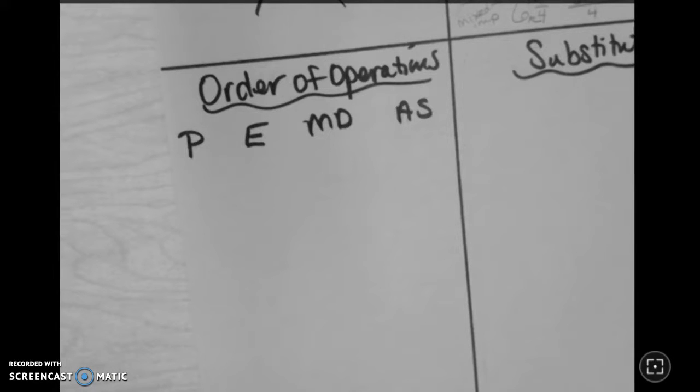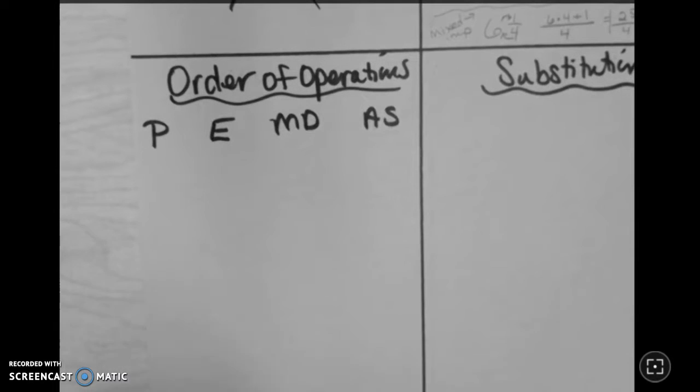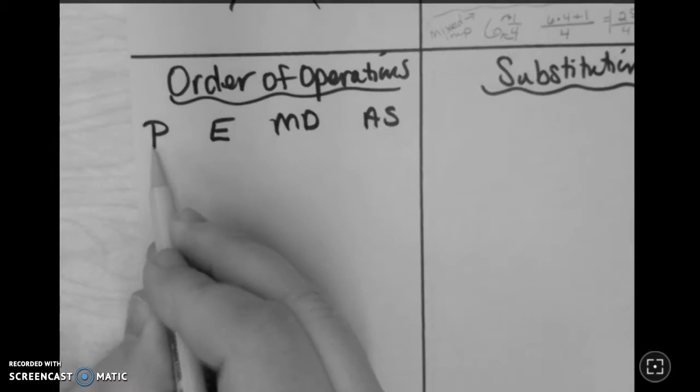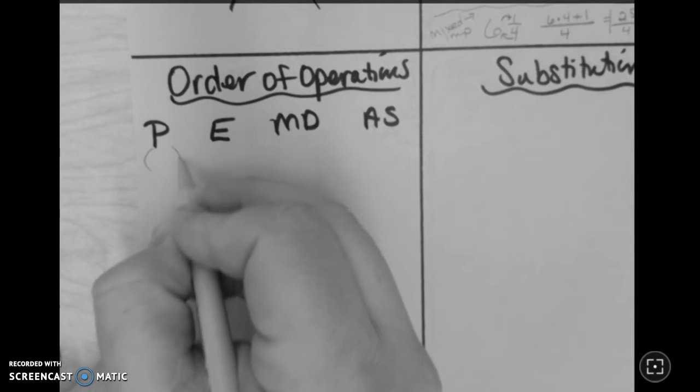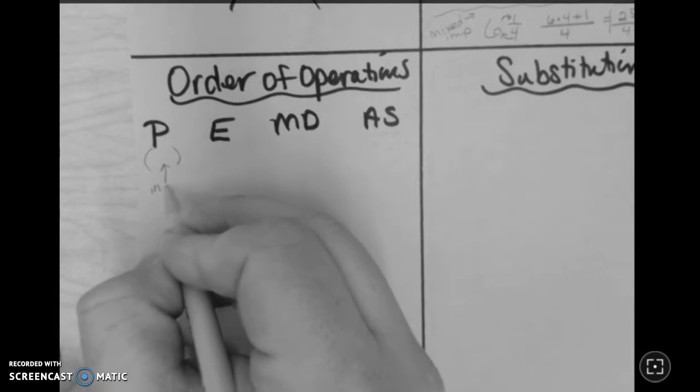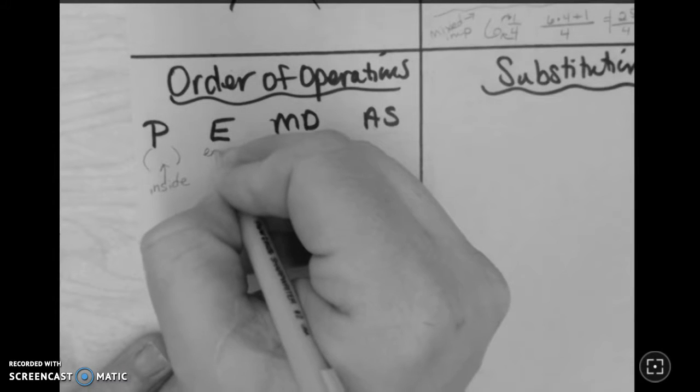Okay, what we're going to do now is we're going to go to order of operations and substitution. We're going to start with order of operations. So everybody already has this written down. P, remember, stands for parentheses. And when I say parentheses, I mean, is there anything inside that you need to do? Are there any pluses, any minuses? Are there any operations inside? E stands for exponents.